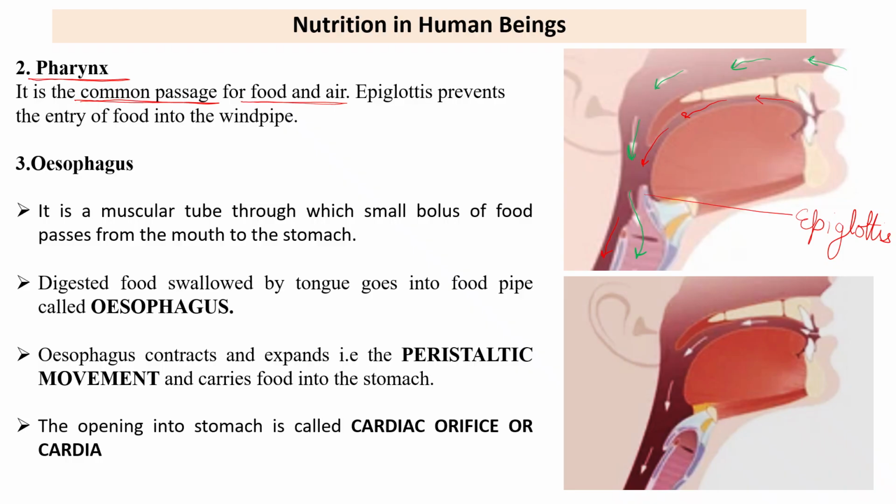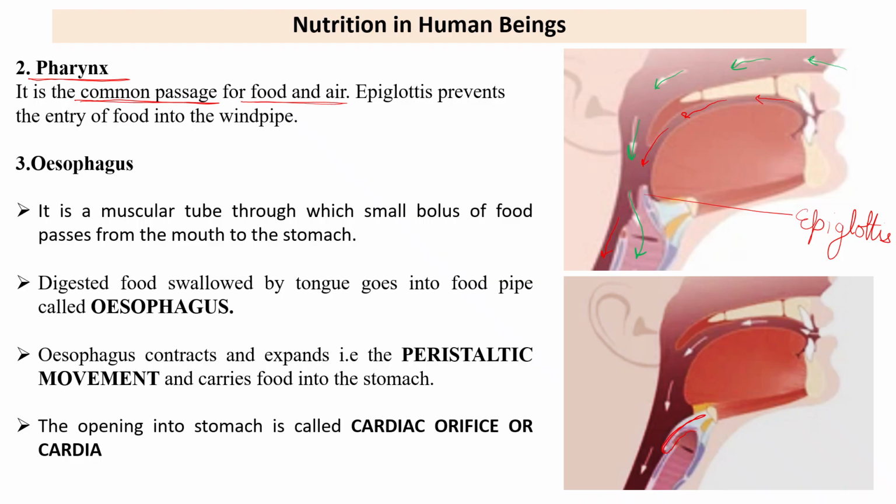Now if this trachea remains open and the food enters, then the person can die. So what is to be done? This epiglottis has to close this trachea. So the epiglottis moves downwards. You can see here it has moved downwards and it has closed the trachea so that the food may not enter inside the trachea and will pass into the esophagus.